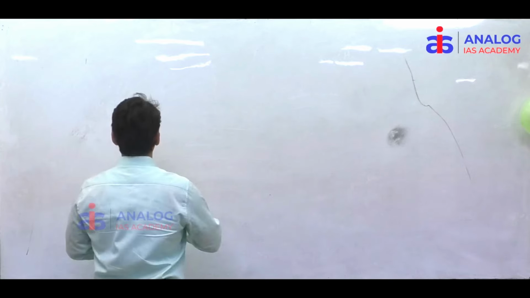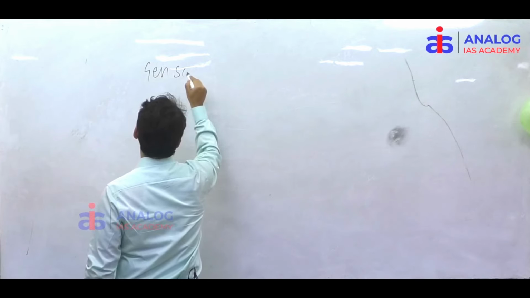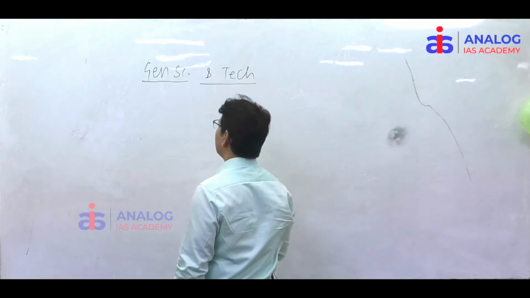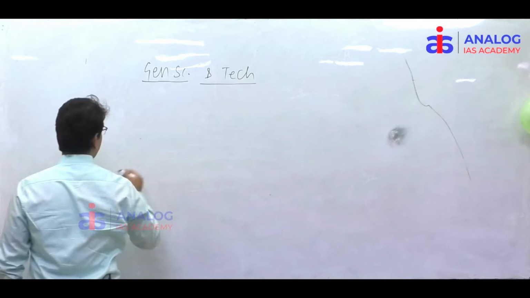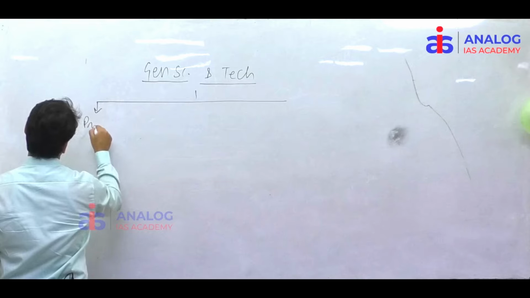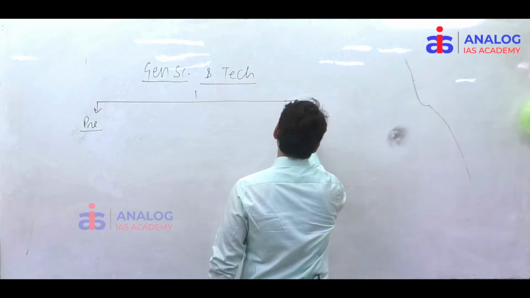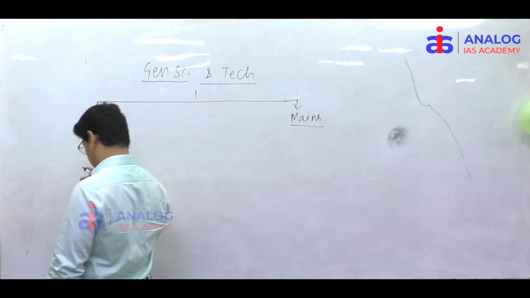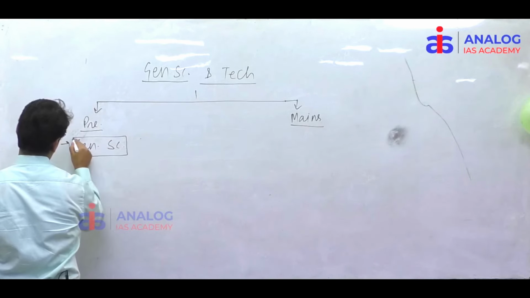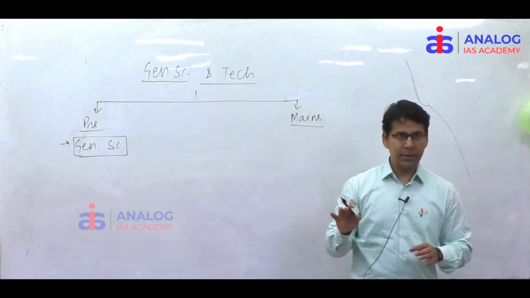So first of all, let's talk about what we have to study. General science is in prelims, and technology is there in the main examination, right? So this is what we have. That is why it is called science and technology. And then we have the prelims part and the mains part. In the prelims part, it is just two words written, general science. That is what UPSC says. There is nothing more in the syllabus, it's just general science, right?